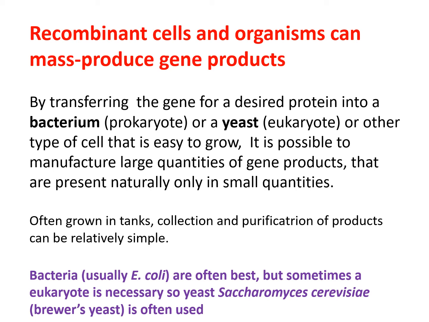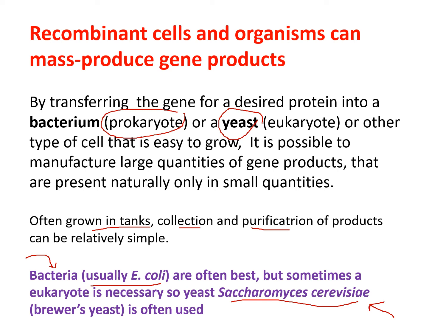So these recombinant organisms are used. If you can do it in a prokaryote, often E. coli is used. If you have to use a eukaryote, then Saccharomyces cerevisiae, brewer's yeast, is often used. So you can put the gene into the bacteria and grow the bacteria in big tanks, and then you collect it, you purify it, and you get your product.